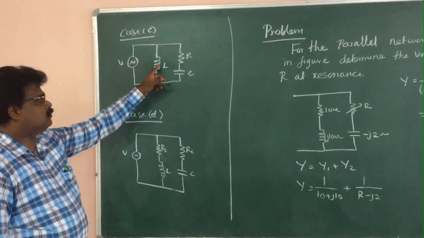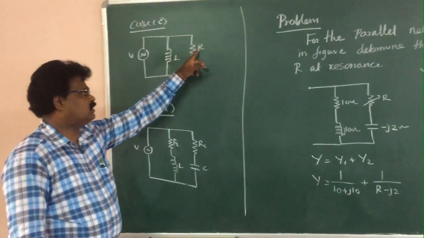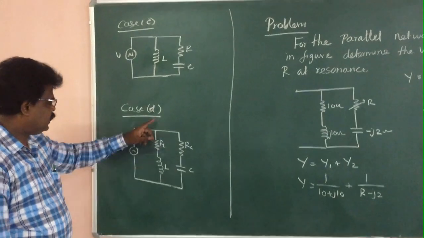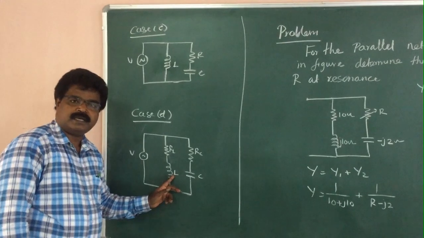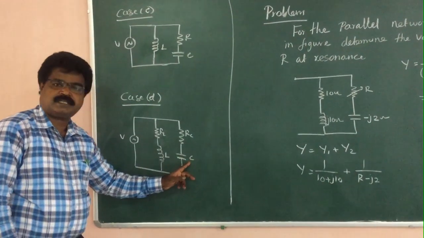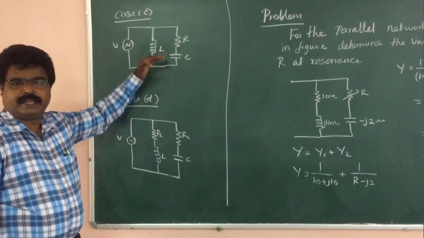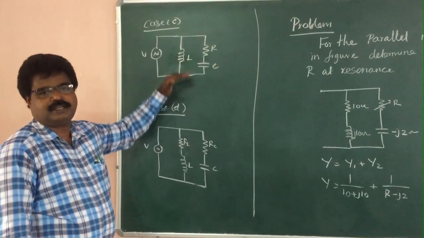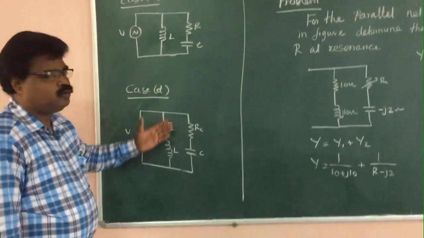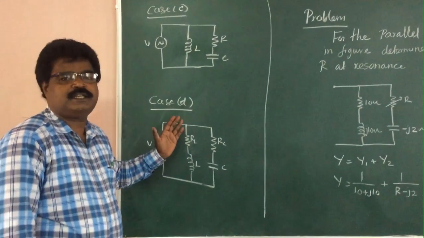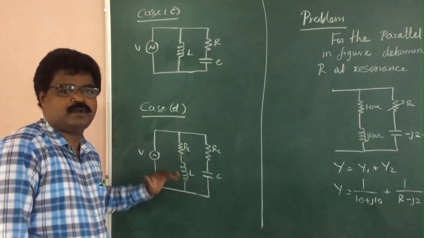Case C, inductor parallel with a resistor and capacitor. Similarly, case D, resistance and inductor in one branch and resistor and a capacitor in another branch. So you can derive the condition for resonance as well as resonant frequency similar to case B. So you have to derive the condition for resonance as well as resonant frequency.